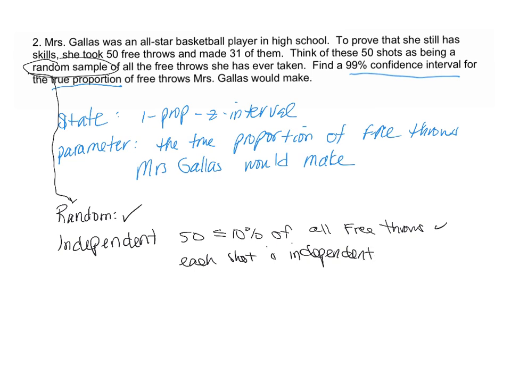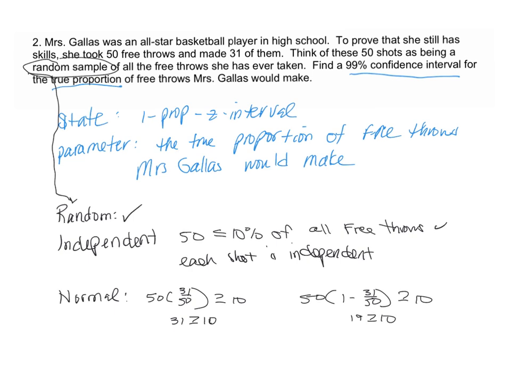Okay. And finally, is it normal? Is a normal approximation appropriate to use? Is the large counts condition met? So is 50 times 31 over 50 greater than or equal to 10? Well, that's 31, so that's greater than or equal to 10. And is 50 times 1 minus 31 over 50 greater than or equal to 10? That's 19, and 19 is greater than or equal to 10. So we've met all three criteria. Now we're going to go ahead on the next slide and actually do the math.